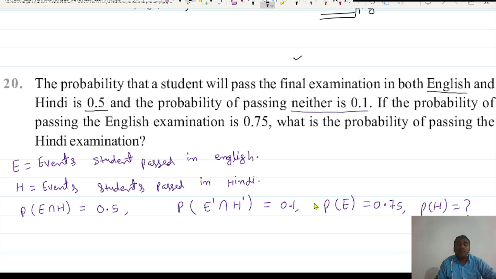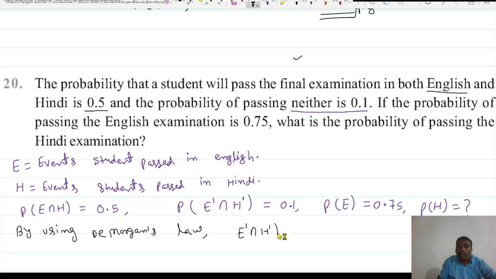So these are the information we have, and we have simply written it in mathematical form. Our target is to find this P(H). Now hopefully you know De Morgan's law. By using De Morgan's law, the intersection of the complements can be written as the complement of E union H. Hopefully you remember this.